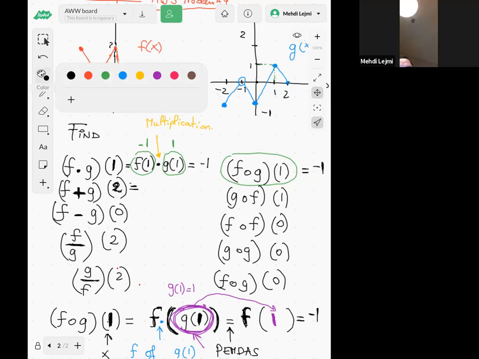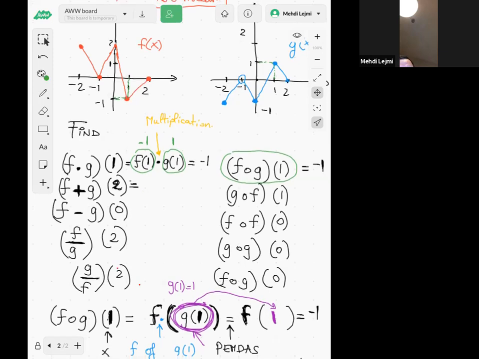Yeah, that's because f of 1, you see here this 1, right? So f of 1 is this -1. That's why I put the -1 on top for f of 1. And then g of 1, so here's 1, and then g of 1 is +1, right? Yeah, that's what I'm saying.